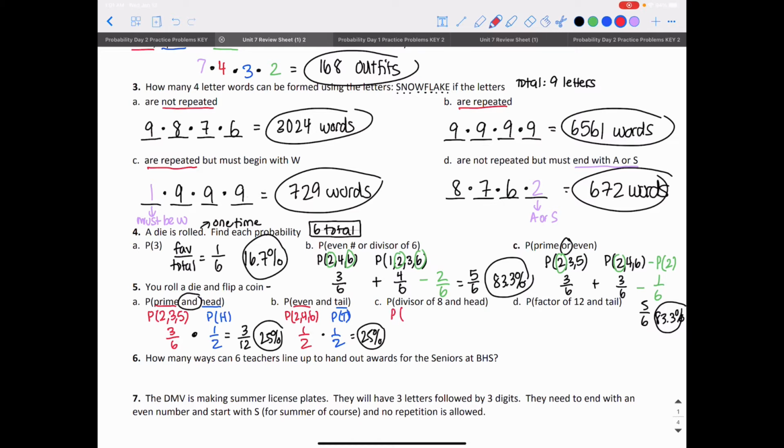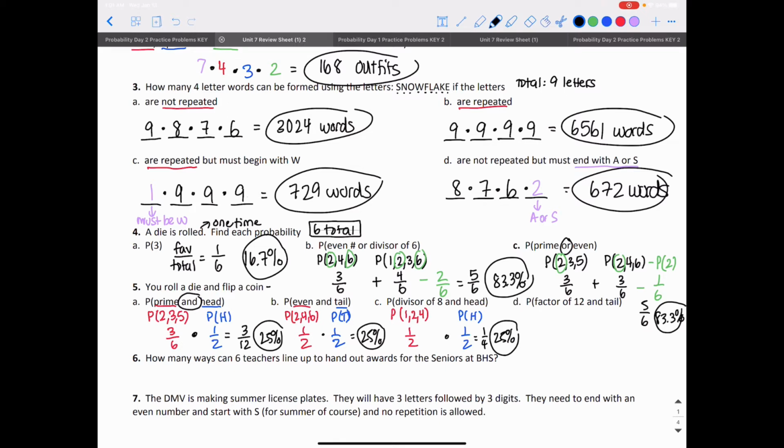For C, I have the probability of a divisor of 8. So my divisors of 8 are 1, 2, and 4, which is 3 out of 6. Or again, I can just write that as 1/2. And then the probability of getting heads is also 1/2. So I'm going to multiply these two together. And again, I'm going to see that's 1/4, which is 25%.